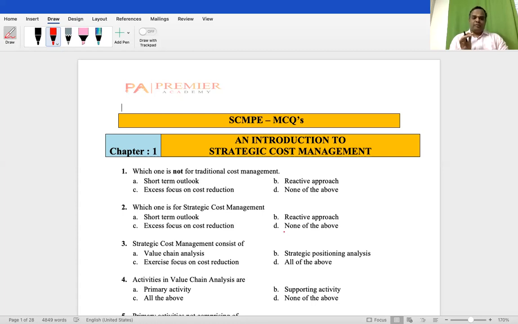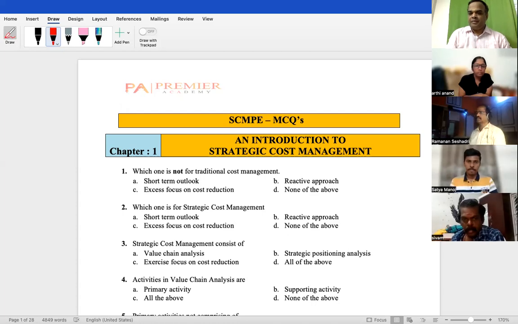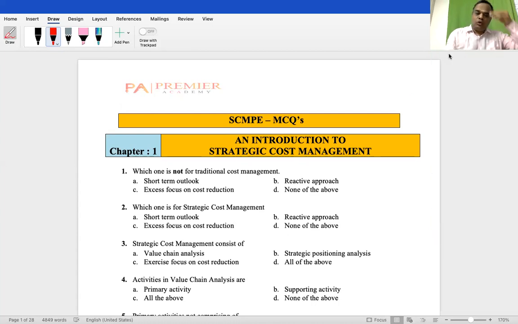Introduction to Strategic Cost Management, SCMP. The first step, you have to read the theory part. After learning the concept only, you can be in the position to understand the MCQ part. So don't go directly to the MCQ part at any cost. Okay.